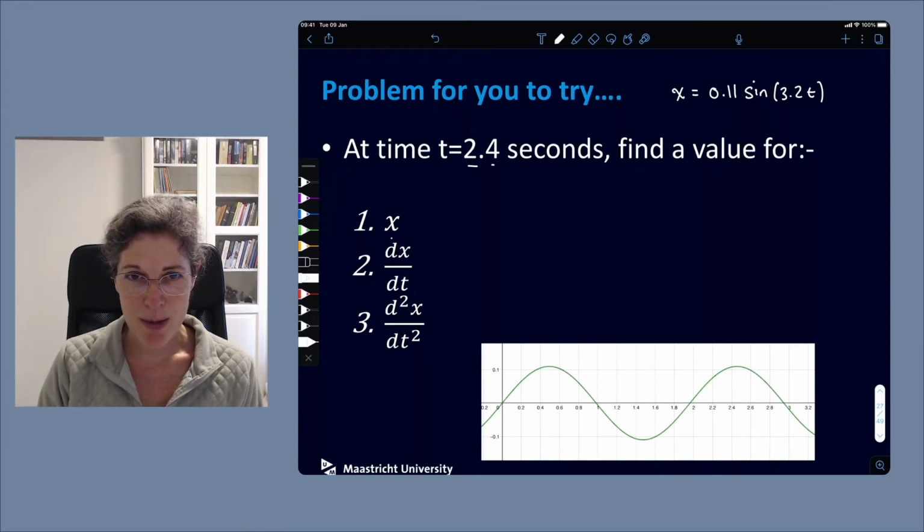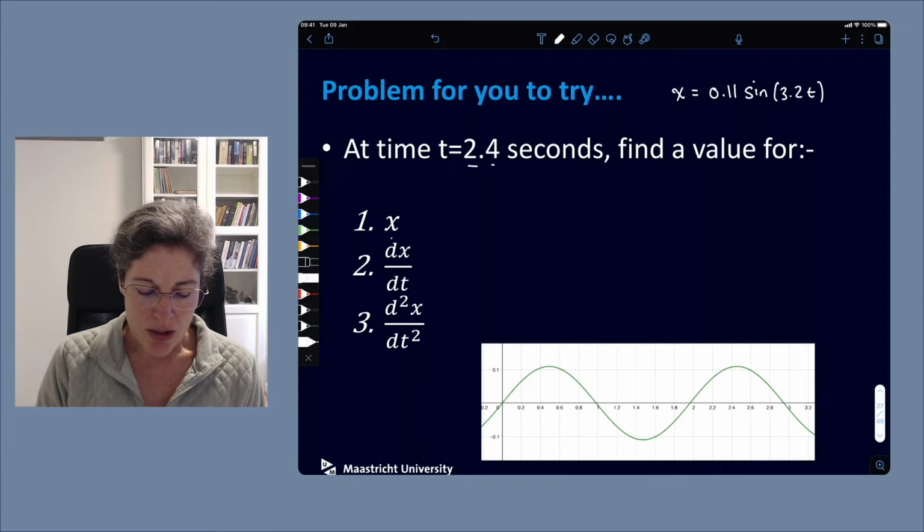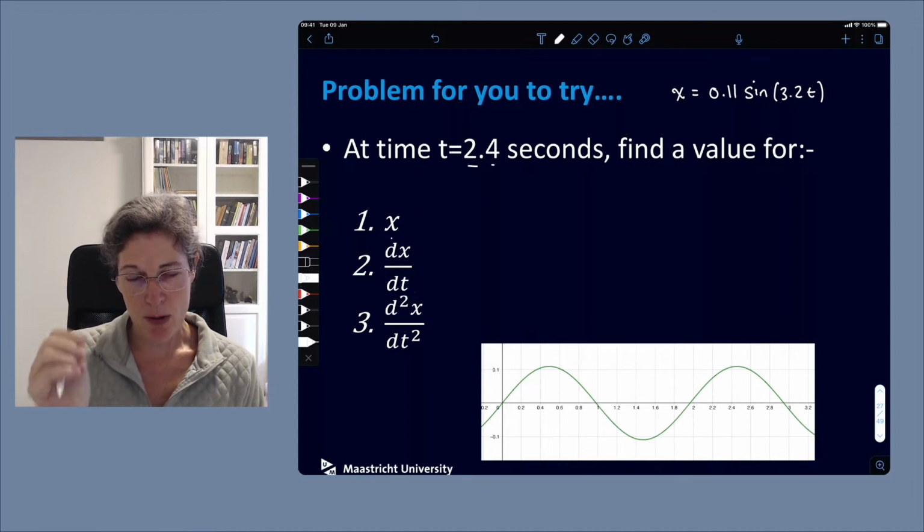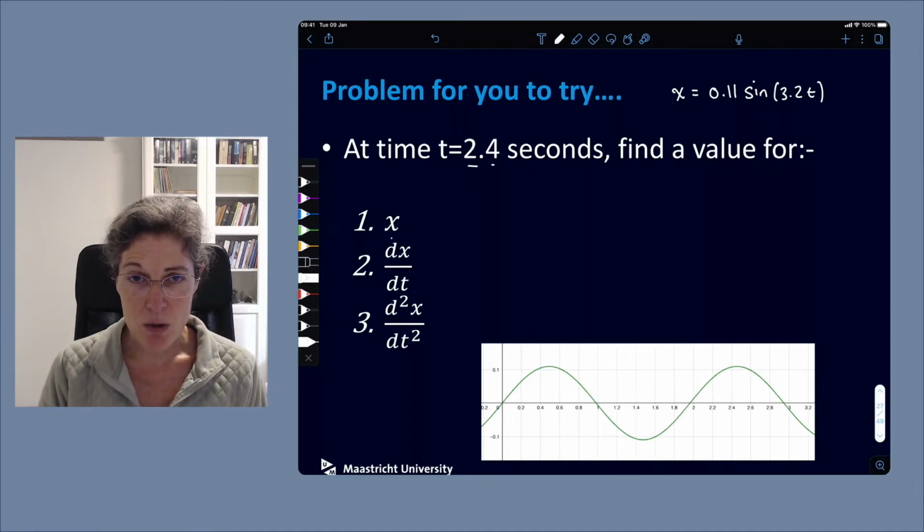All right, so let's keep going with this example. So we're thinking about some little particle, a little mass on the end of a spring that's vibrating backwards and forwards in the x direction around some equilibrium point. And we said that we can use a sinusoid to describe this motion.